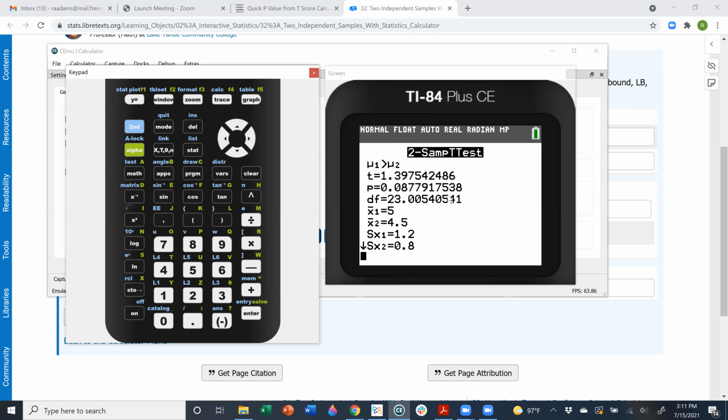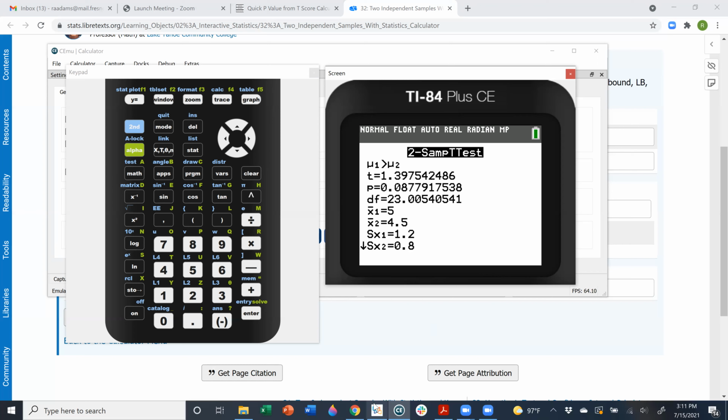0.08779. Maybe it starts getting different way out in like 5 or 6 decimal places, but we're typically rounding to 3 or 4 decimal places for the p-value. It does tell us the degrees of freedom. The online calculator did not do that, but this one gives us that nasty 23.0054 number for the degrees of freedom. But anyways, we're mostly just interested in the t, the p, and the degrees of freedom if you wish. So lots of different information there on how to get all of this stuff.